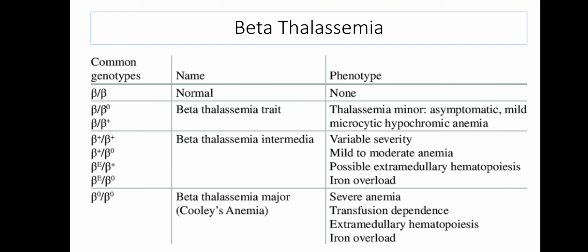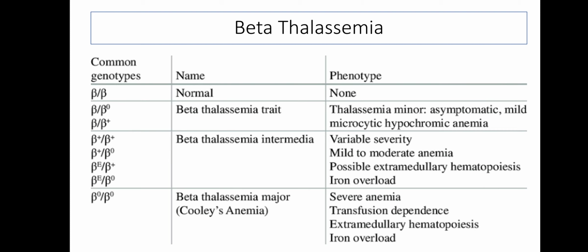So, depending on the type of mutation, it can be beta thalassemia trait, beta thalassemia intermedia or beta thalassemia major. When it is homozygous, it is beta thalassemia major, called Cooley's anemia. Beta thalassemia major has severe anemia and transfusion dependence. Because there is anemia, these children have to be transfused at regular intervals to maintain a normal hemoglobin level. And because there is hemolysis, there is extramedullary hematopoiesis resulting in hepatosplenomegaly, and due to recurrent transfusions there is a risk of iron overload.